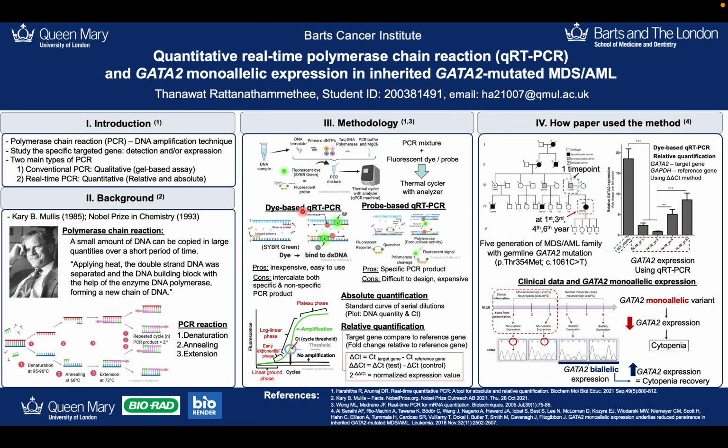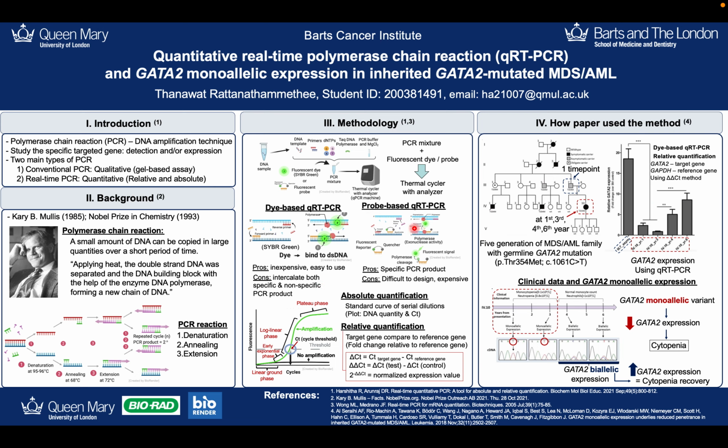For the fluorescent dye or SYBR Green, this is an agent that can bind to any double-strand DNA, and the fluorescent signal will be released after its binding. This method is easy to use and relatively inexpensive. However, SYBR Green can bind to both specific and non-specific PCR products.